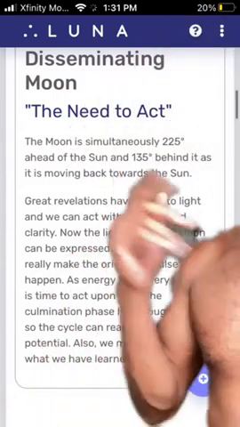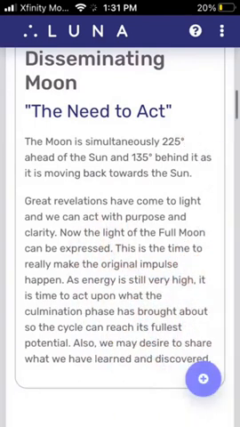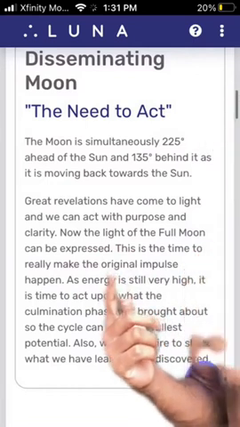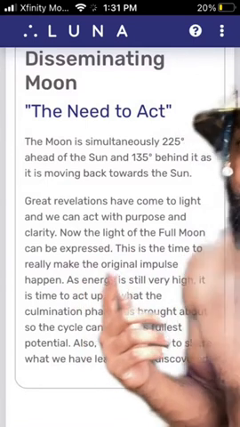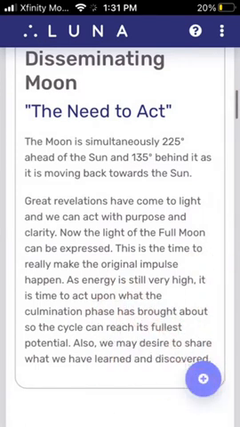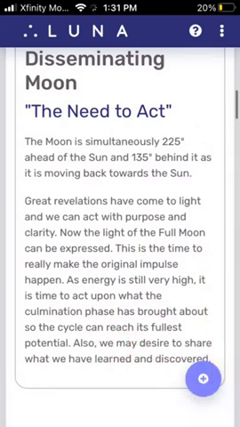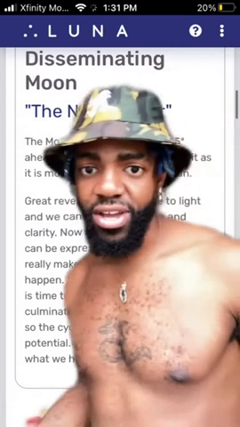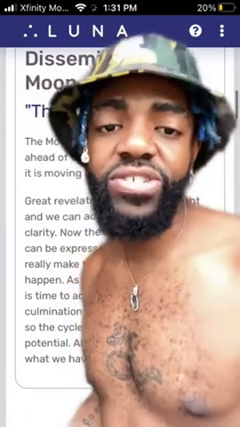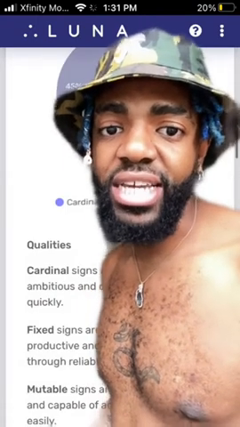So the need to act here shows up when we have great revelations come to light and we act on our purpose with clarity. Now the light of the full moon is expressed with the time to really take an original impulse to make things happen. The energy is still high and it's time to act on this phase of your life because you can reach your fullest potential. Also, you may have a desire to share what you've learned and discovered. Okay? So that's what this energy of this moon, sun, and rising is for us.